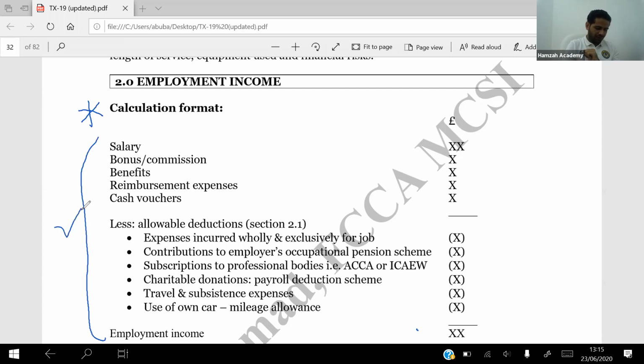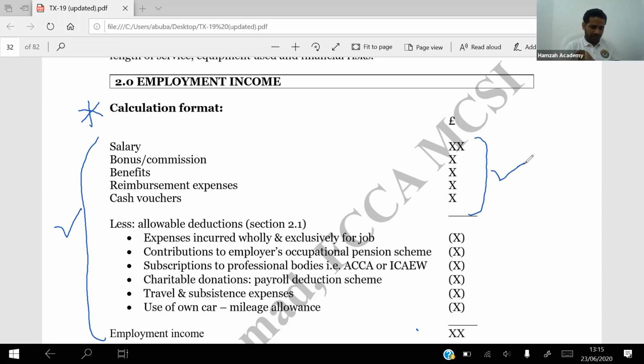You should know this is very important. To calculate somebody's employment income, it works in the same way as calculating a company's profit and loss account. It will not have that much of the P&L, but it has the same format. Same format how? Let me just tell you.